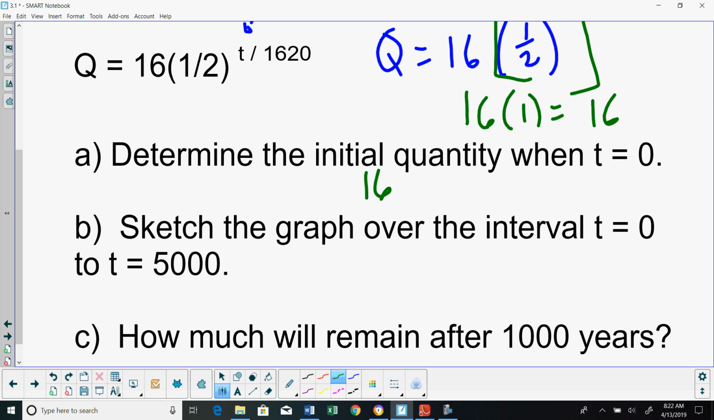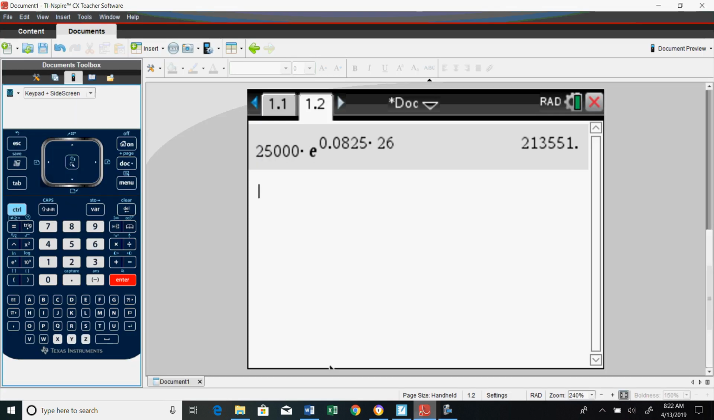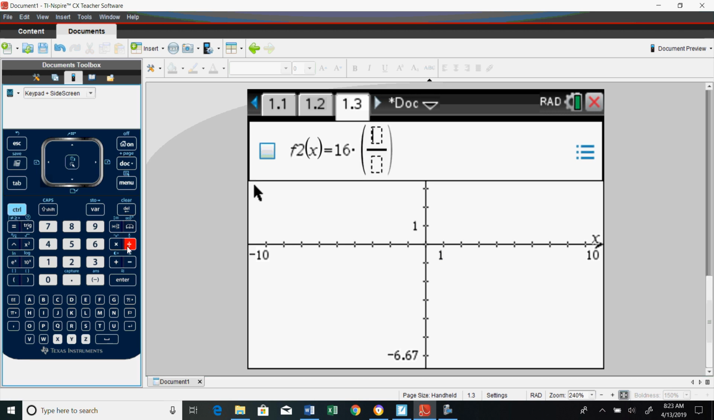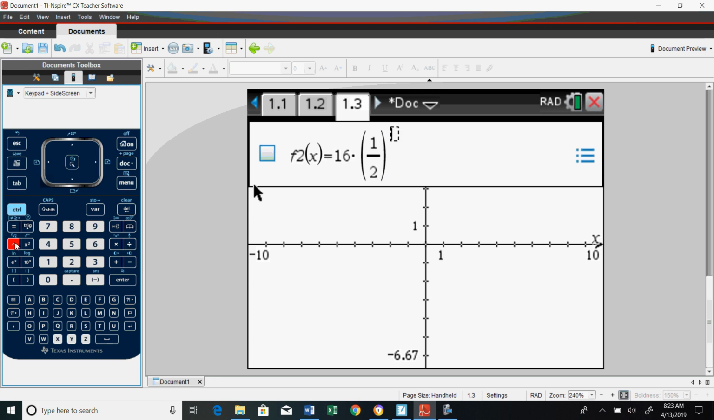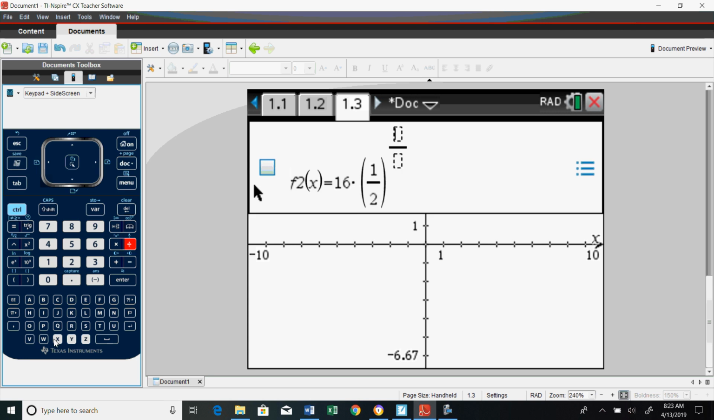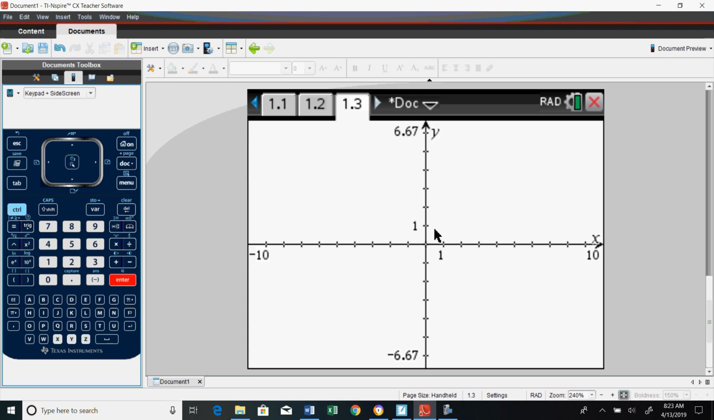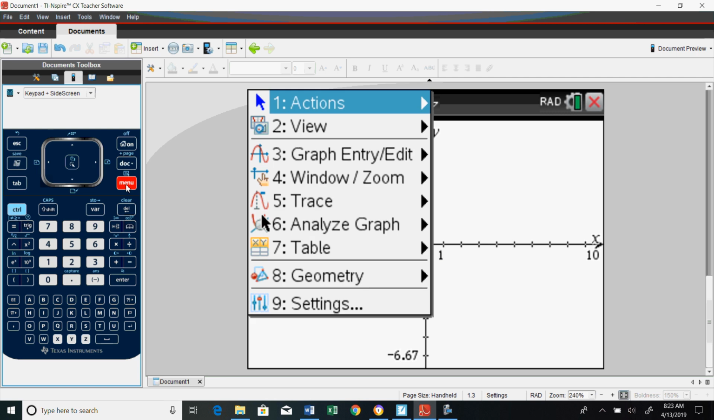So let's use our calculator to do that. If we're going to graph this equation, I'm going to add a graphs page, and I want 16 times 1/2, parentheses, and control divided by 1/2, and I'm raising this to the fraction out here. I want t, but I'm not going to use t, I'm going to use x over 1620. And so I'm not seeing the graph. Let's play around with the window.